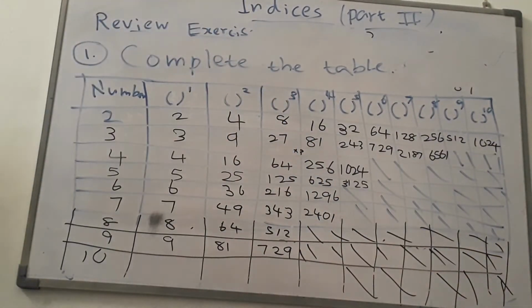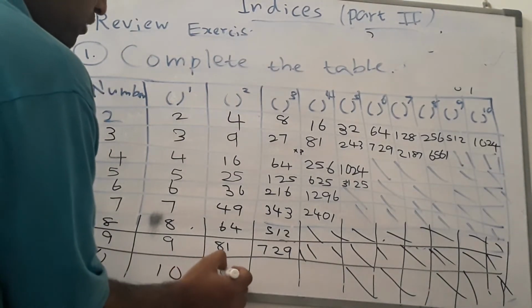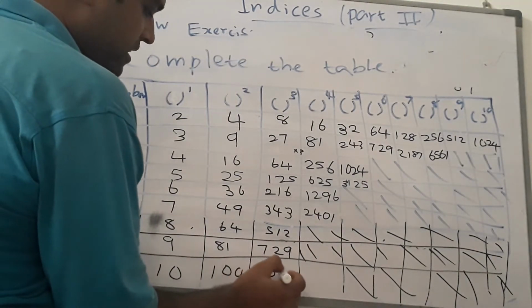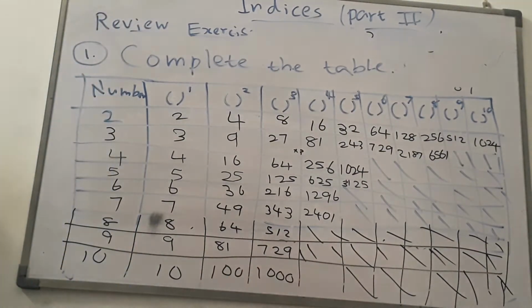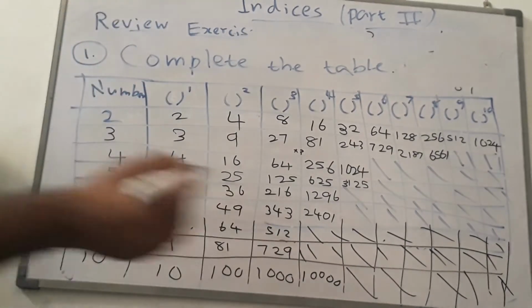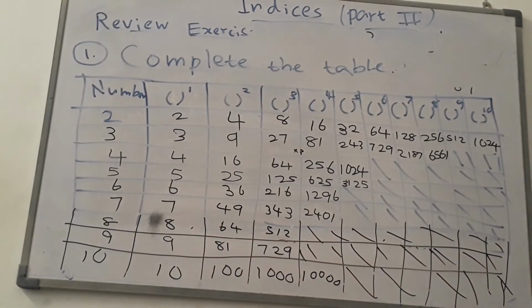10 to the power 1 means 10. 10 to the power 2 means you have to add 2 zeros after 1. 10 to the power 3 means you have to add 3 zeros after 1. 10 to the power 4 means you have to add 4 zeros after 1. Keep this in mind.